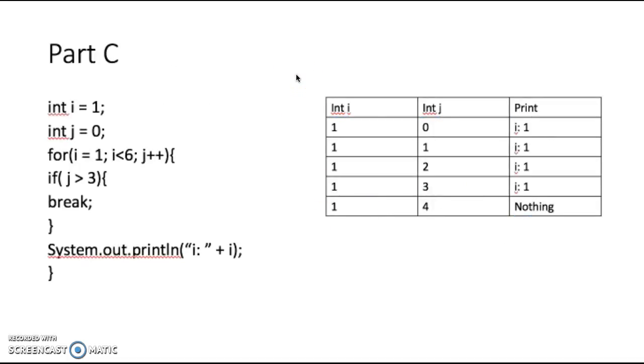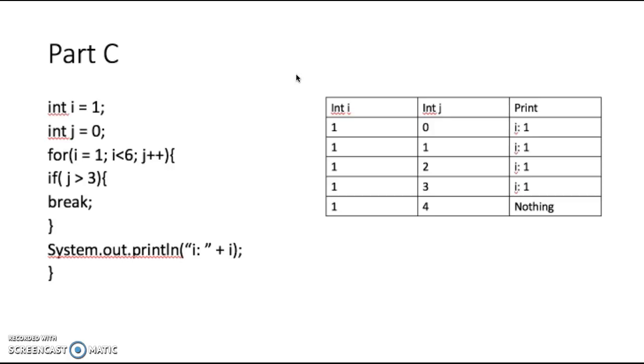Alright, next part C: integer I is equal to 1 and integer j is equal to 0. We see that for integer I equals 1, it will keep continuously running as long as I is less than 6, and every time it runs, j will increase by 1. The minute that j is greater than 3, we're going to end the loop. We jump down to our print statement and see that I colon value of I is printed out.